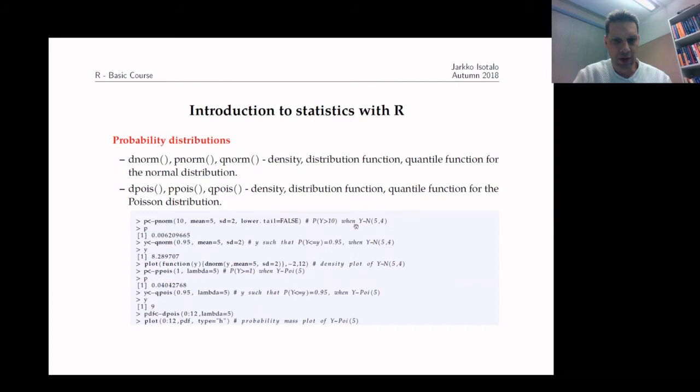So if we want to calculate some probability, for example, that some random variable y, which is following the normal distribution like this, has values bigger than 10, then we can use this pnorm function, which calculates the cumulative distribution function values. And in this case, when we put here lower tail false, it actually calculates these sort of probabilities. In a case of expected value, that is a population mean being 5 and a population standard deviation being 2.